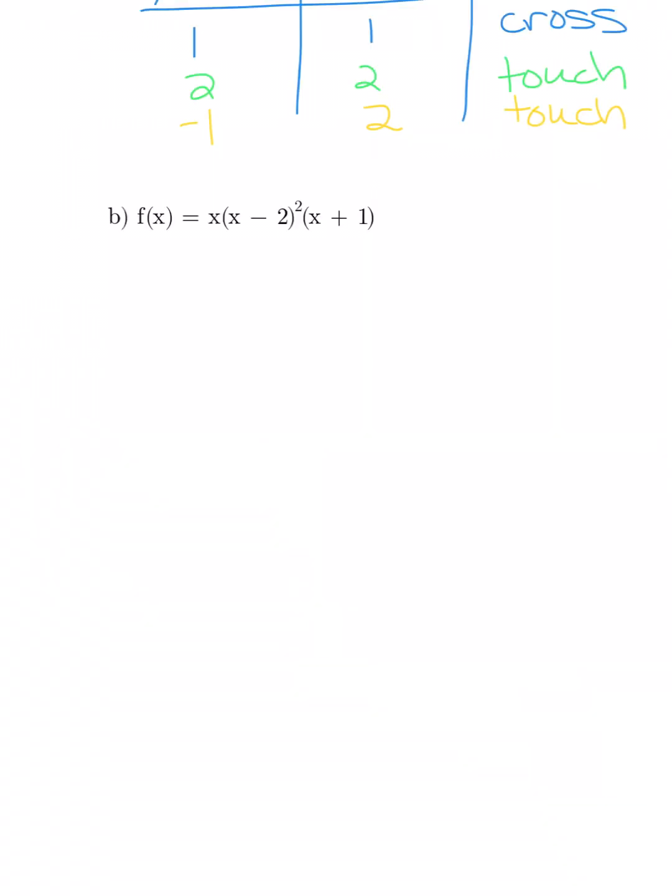On this function, we have x times the quantity of x minus 2 being squared times the quantity of x plus 1. Keep in mind that that plain x, because there's nothing showing, it's understood to be a power of 1. And again, on the quantity x plus 1, because there's nothing showing, it's understood to be a power of 1. So our degree, if we add those powers, is 4.